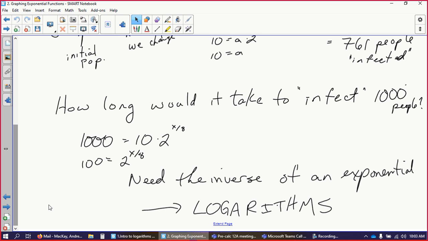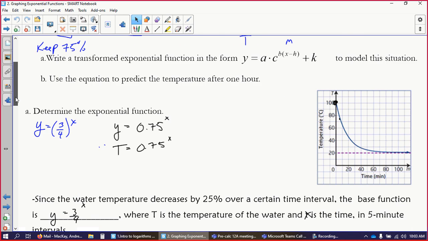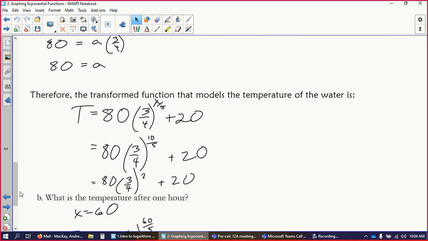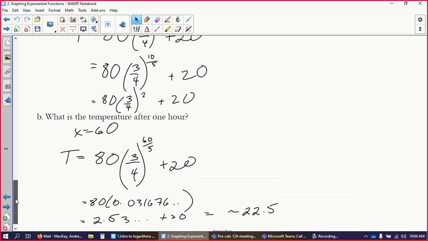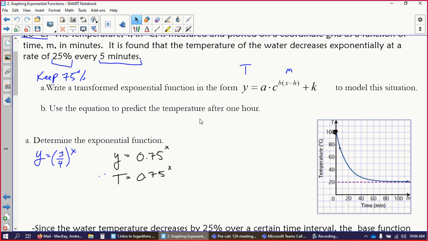Monday is a holiday, so we're not going to meet Monday, but I'll be here tomorrow and we'll do some more stuff. We looked at some word problems in fitting, finding a horizontal or vertical stretch, a horizontal asymptote if there's a transfer or translation, and we did that sort of stuff. The same thing with this one. What's the temperature after an hour is fine. How long does it take the temperature to get to 50 degrees?